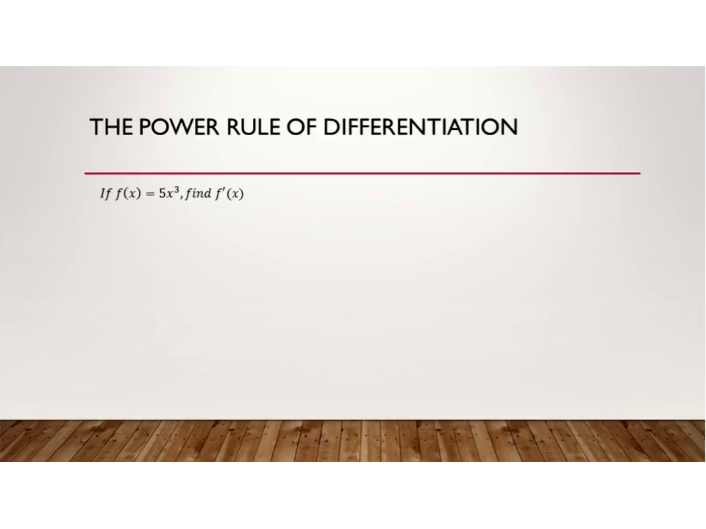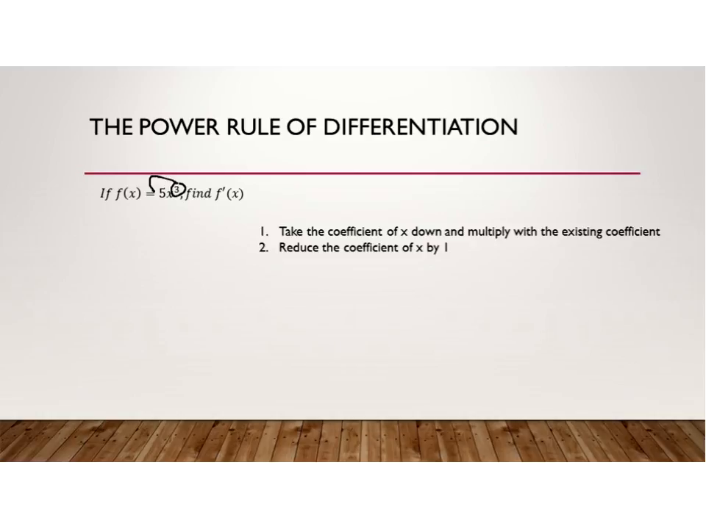Now, let's look at how you get the derivative easily. Let's do the power rule. This is the easiest one. Actually, not quite, but it's close enough to the easiest one. When you get the derivative, if you have a polynomial term like that one, 5x cubed, it's very easy to do. The rule is, number one, you take the power of x, which in this case is 3. You take it down to the front and you multiply the existing coefficient by it. The existing coefficient is 5. So the front of the derivative will be 5 times 3.